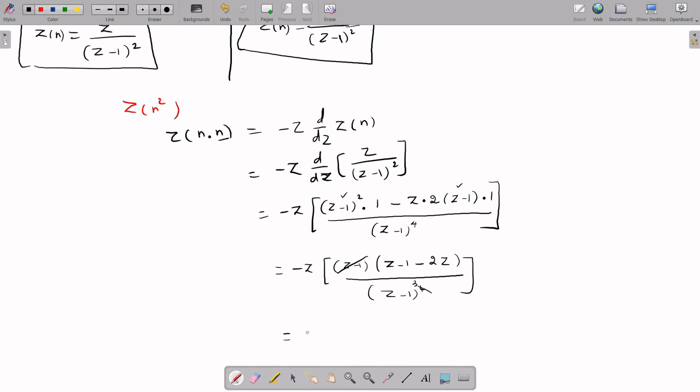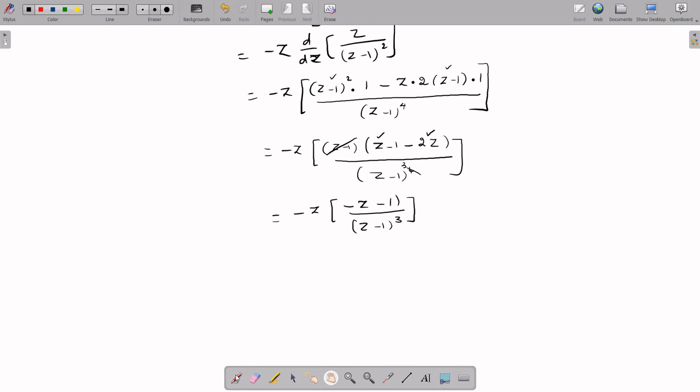So which is equal to minus z into, here minus z minus 2z plus z, isn't it? So z minus 2z, it is minus z. Okay, and this minus 1 you have to write it here, divided by z minus 1 the whole cube. Okay, so here you can take this minus outside.